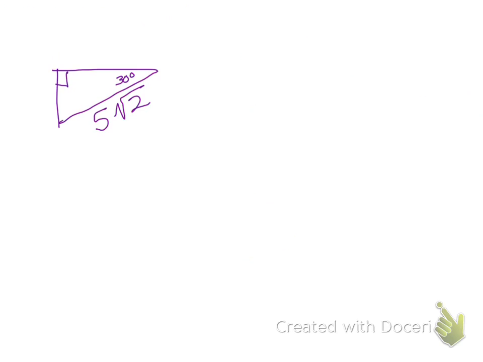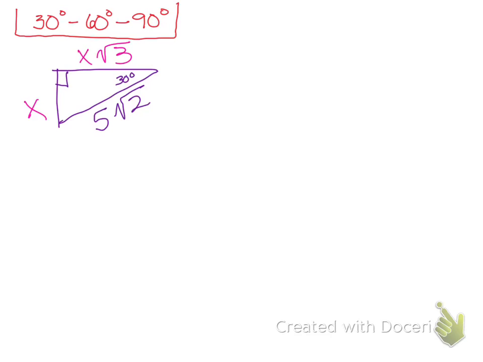All right, one last example. This is a 30, 60, 90 because you see a 30 and a 90. So 30, 60, 90. Across from 30 is x. Across from 60 is x root 3. Across from 90 is 2x. Okay, make an equation with a given side. I'm given 5 root 2, and that's my 2x, so I put an equal sign between them. 2x equals 5 square root 2.